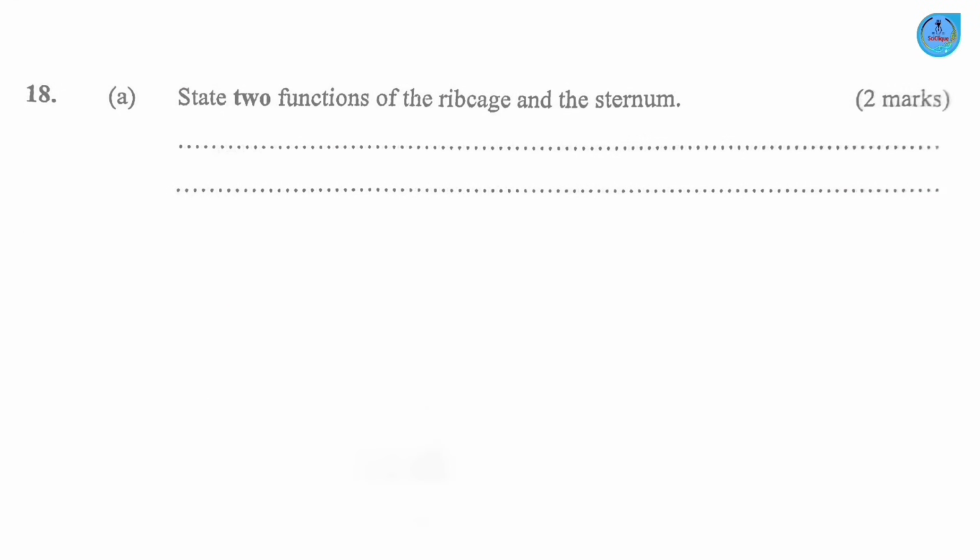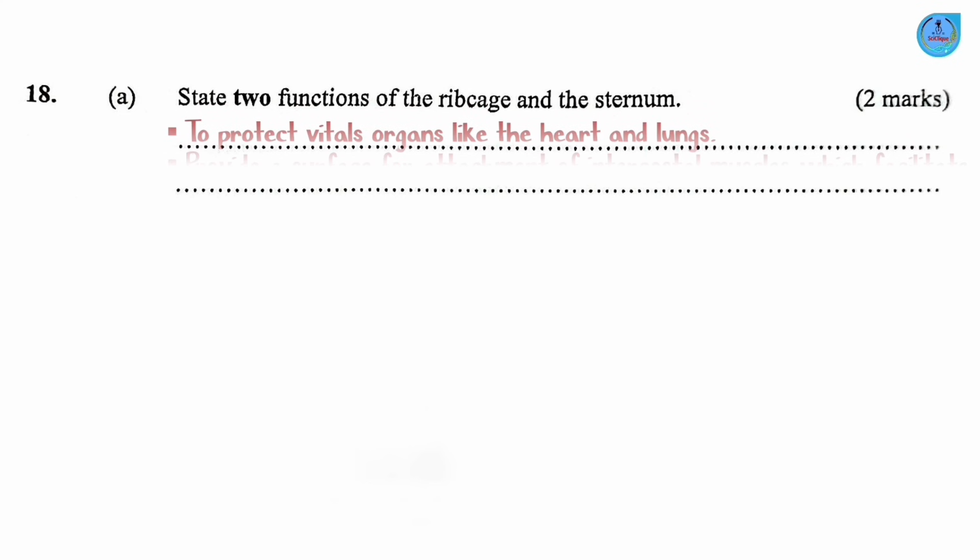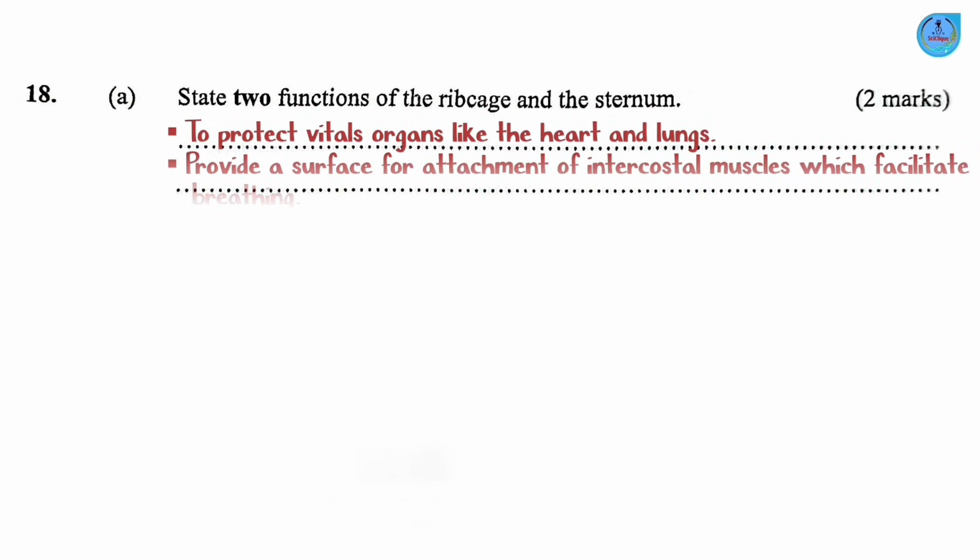Question number 18. State two functions of the rib cage. Okay, so to protect vital organs such as the heart and lungs. Now, I want to say this. When you state this point, please do not leave it as such, protect vital organs. We have quite a few vital organs in our body, and not all of them are protected by the rib cage. For example, the brain.